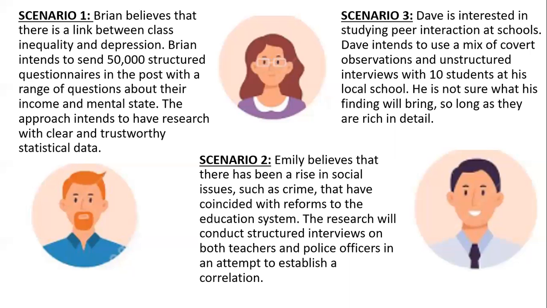So again, this is a quantitative approach, and although it's worded in a different way, that's intentional. It's trying to divert you really, and not just see the framework of scenario one. So there's a hypothesis. Emily does believe that there is a link between crime and educational reforms. It doesn't talk about the sample, but it talks about structured interviews. So again, it's very formal. If it was unstructured, it might be implied it's qualitative, but it's not. And again, it's talking about establishing correlation, so clear results.